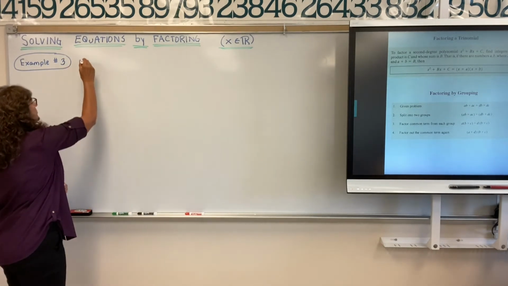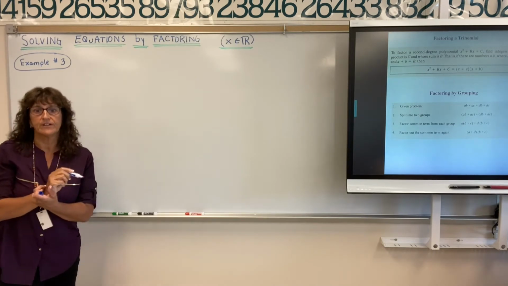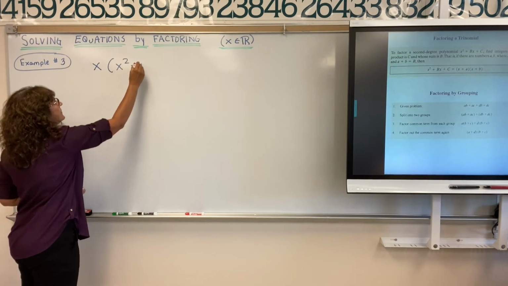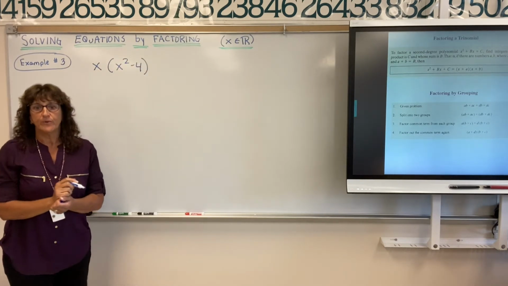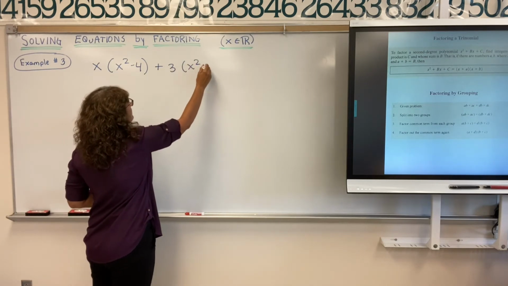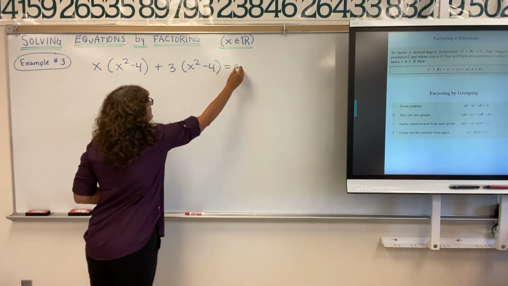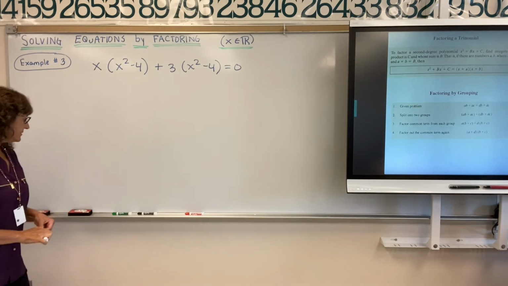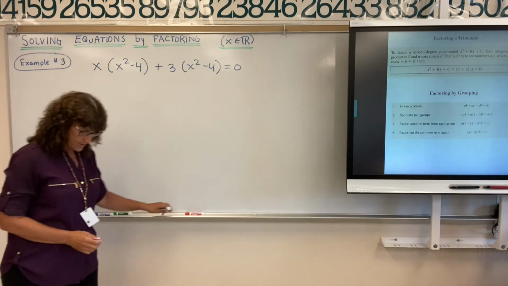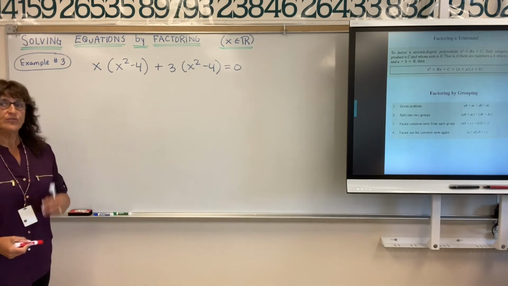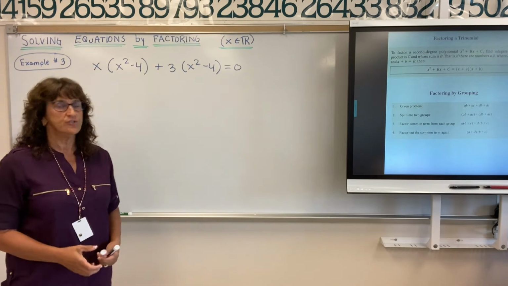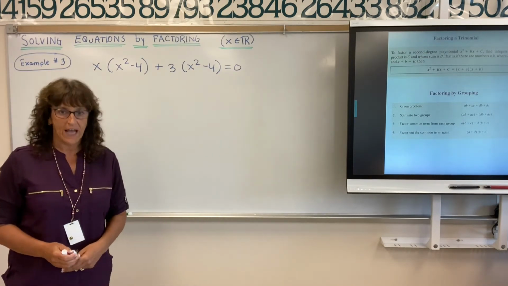Here is what we have. We are going to take x times the quantity x squared minus 4, and we're going to add to that 3 times the quantity x squared minus 4. And so here is your third example. All right. We want to solve for x. That's ultimately what we want to do. We want the solution to this equation.